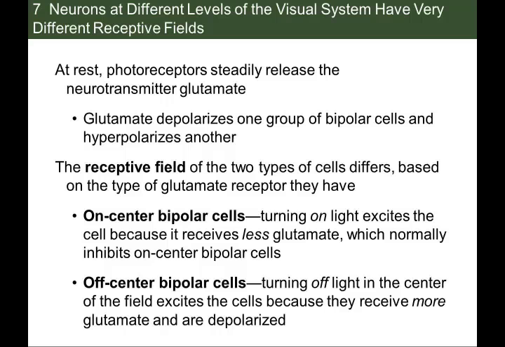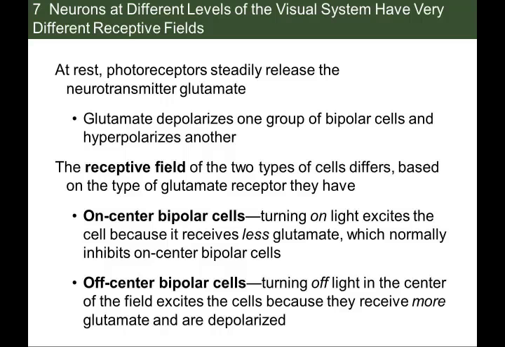So what happens is, we have two types of cells. We have on-center and we have off-center. These are the bipolar cells. And then the step before that is you have the photoreceptor. The photoreceptors are continually releasing glutamate in the absence of stimulus. And the stimulus for the visual system is light. So in darkness, when there's no light, the photoreceptors are continually releasing glutamate. That's what they're doing. Now you shine the light on the center of the visual field, the receptive field, and two bipolar cells will react in opposite ways.